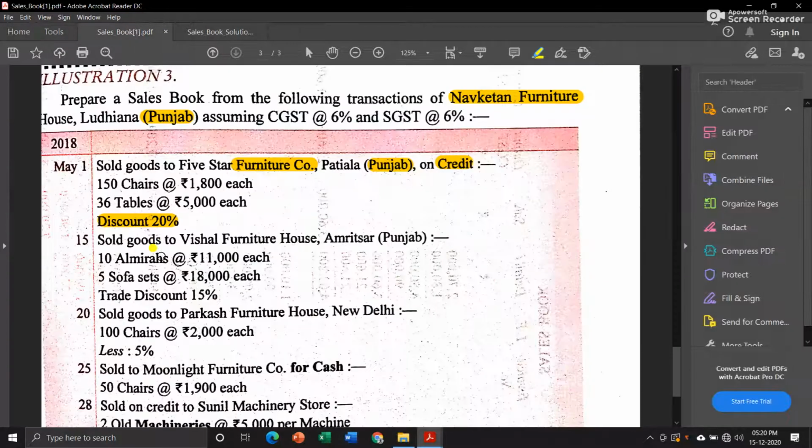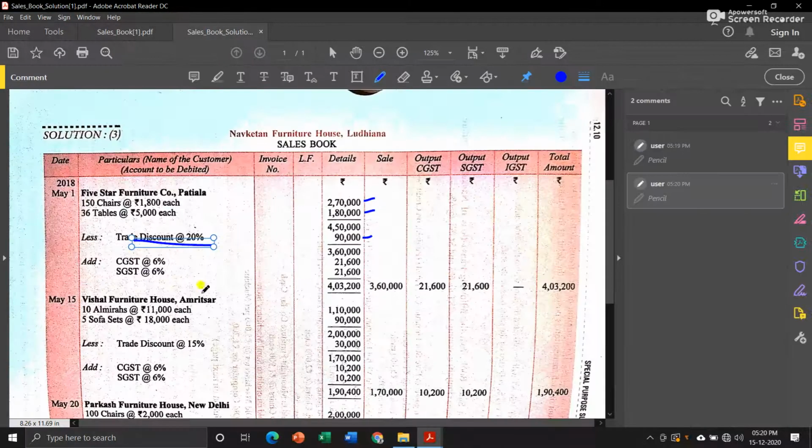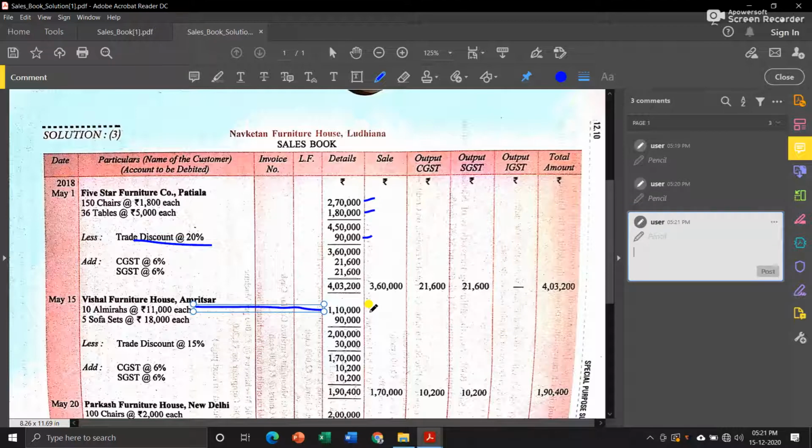The next transaction that took place is on May 15. Sold goods to Vishal Furniture House, Amritsar, Punjab. Now the things that we are selling are also furniture, so we can record it in our sales book. So 10 almirahs at 11,000 each, we got 1,10,000. Then 5 sofa sets at 18,000 each, 90,000 we got. So after adding we got 2 lakh.